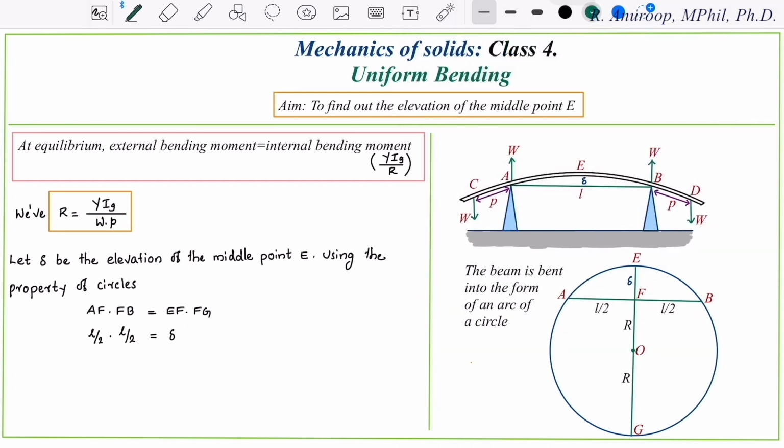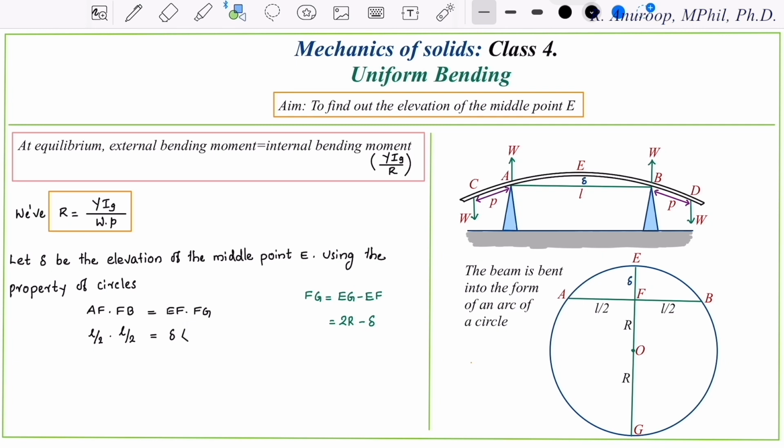Now we have to find out FG. What is FG? FG is actually EG minus EF. What is EG? EG is the diameter of the circle. Since the radius of the circle is r, the diameter of the circle EG is 2r. So FG is equal to 2r minus, what is EF? EF is delta.